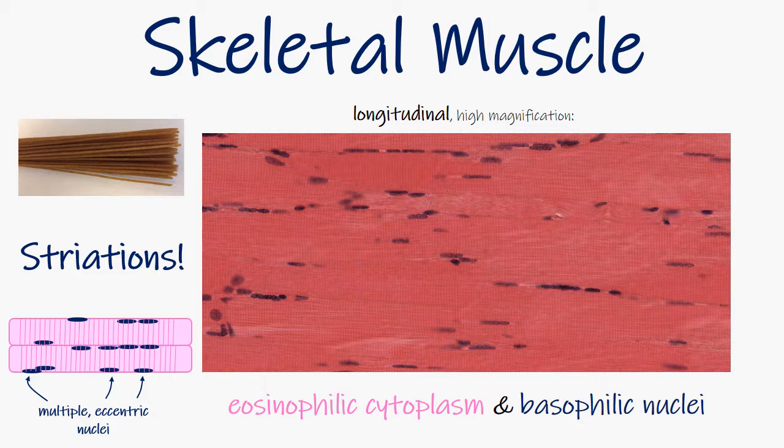Are you able to see the striations in the microscopic image on the right? Aren't they beautiful? These striations are caused by the organization of the contractile proteins actin and myosin within the cytoplasm. They are best understood at the electron microscope level. If you are interested in learning more about this, then a quick Google search will satisfy your curiosity.